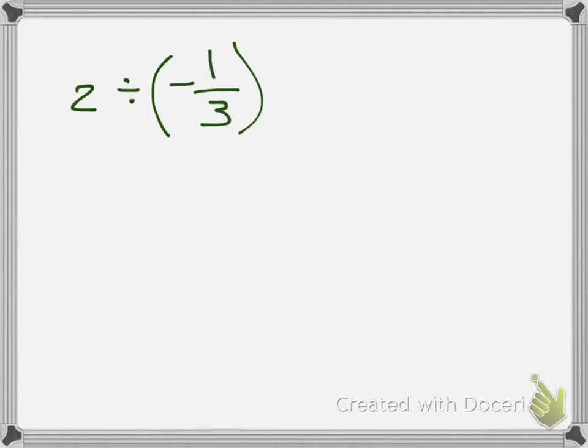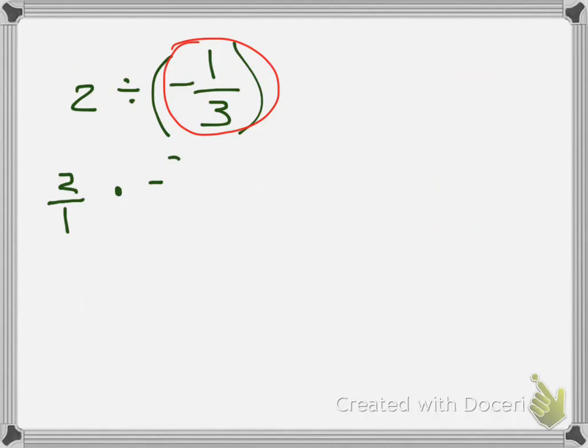2 divided by negative 1/3. Again, we don't care about the negative sign. We don't care about the 2. All we want to do is see that there's a division sign. And let's write 2 as a fraction. Any whole number that is not a fraction can be written as a fraction by putting a 1 under it. We're going to make a multiplication sign. And we're going to take then our negative 1/3 and flip it upside down.